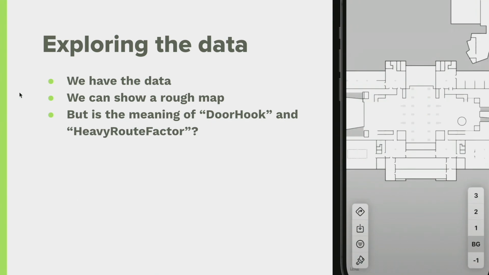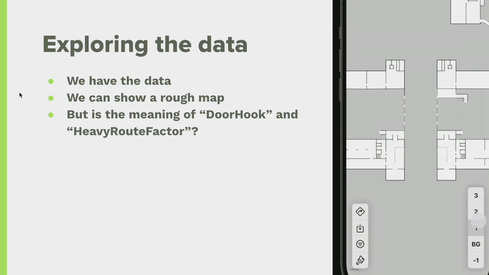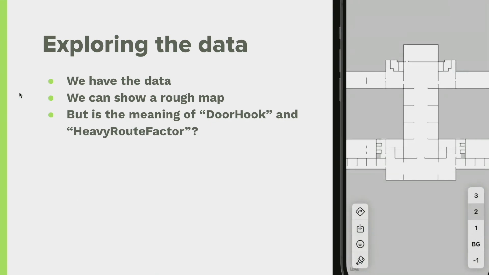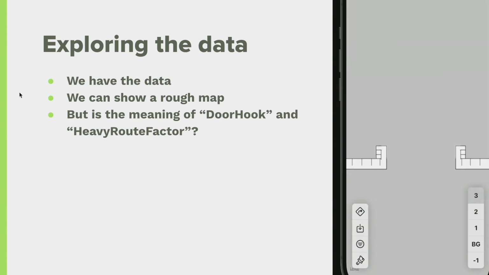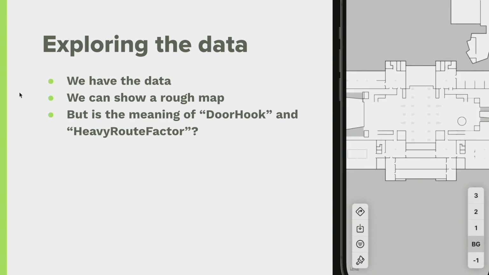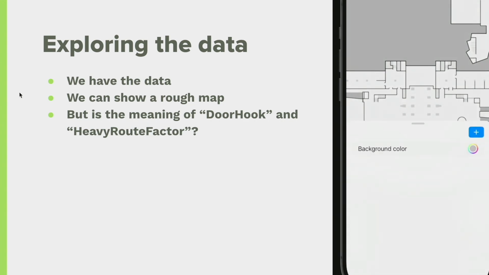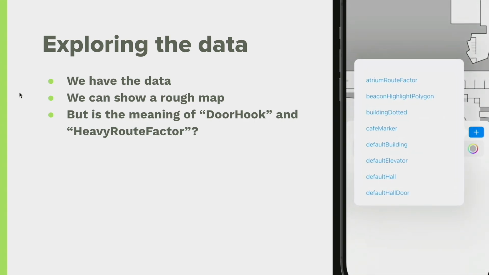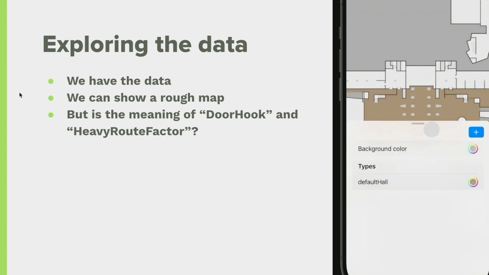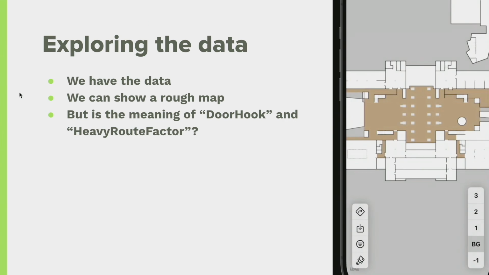We have data, we have a rough map, we see a rough shape of the museum, but what is a door hook? What is a heavy route vector? What is an invisible stairs? What is a dotted wall? What do all of these data points mean within the data? We had to explore what all of this data meant.